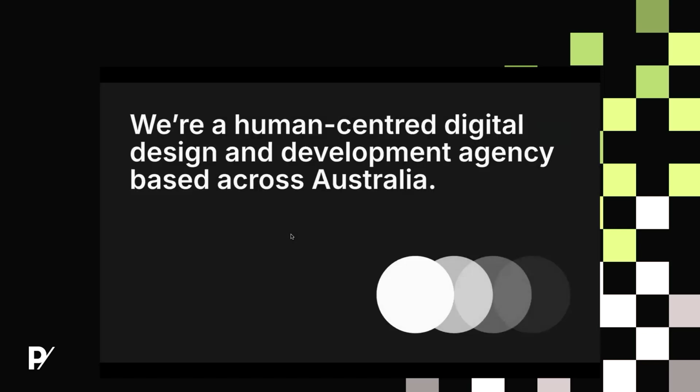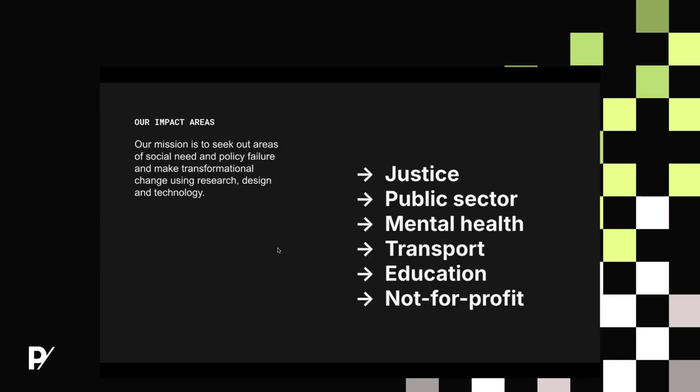And yeah, so just about Portable. You probably may know this already if you have our newsletter or generally have been across the website, but we're a human-centered design, digital design and development agency based across Australia. We've been at this for over a decade now, and working in different impact areas with the mission of seeking out areas of social need and policy failure to make transformational change using research, design, and technology. So utilizing tech is one of our skill sets among many, and these are the kind of sectors we love to make change in when possible. So justice, we'll be talking through a case study today with the National Justice Project. We work in the public sector, not-for-profits. We work in mental health, which also has huge potential and a lot of risks and other considerations to think about when using things like generative AI, and transport and education.